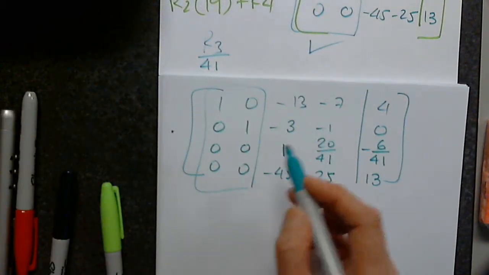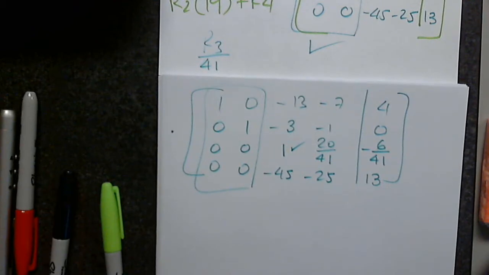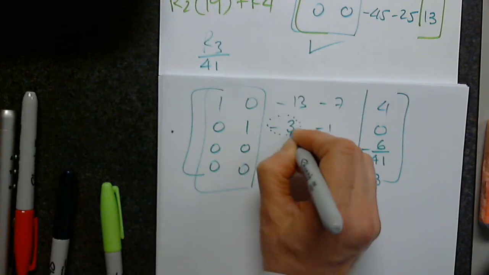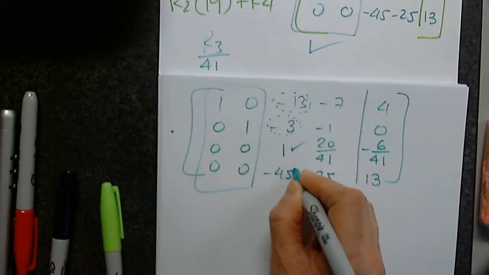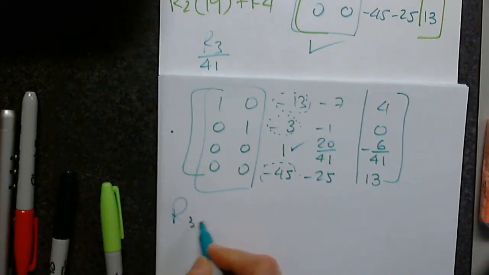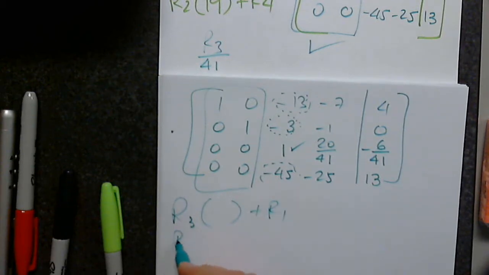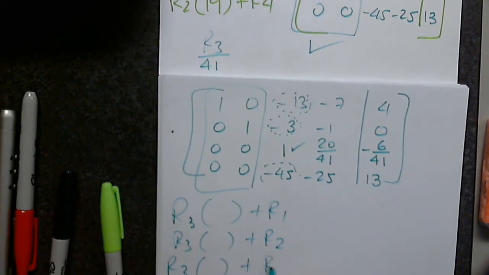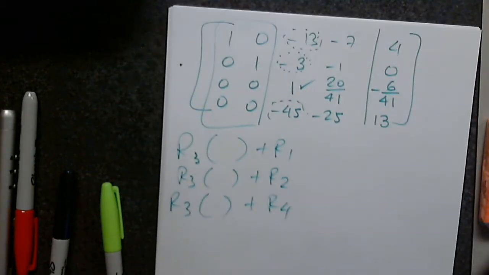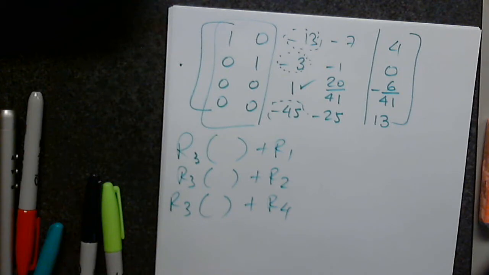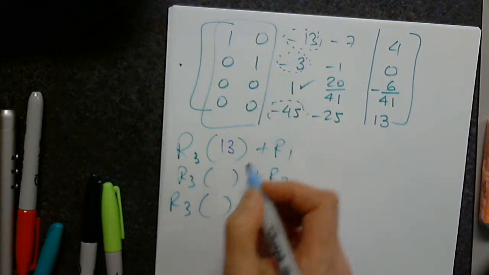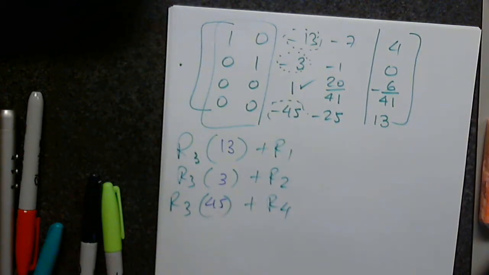So what did we accomplish? I have the 1, and now I have to change these into zeros. So I have to multiply row 3 by something and add it to row 1, row 3 by something else and add it to row 2, and add it to row 4. Yes, 13 indeed, 3 indeed, and 45 indeed.